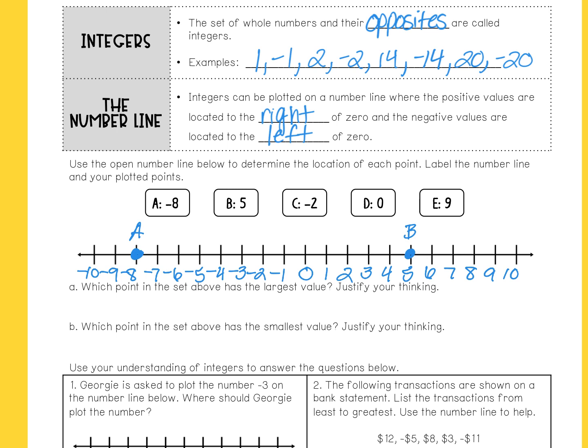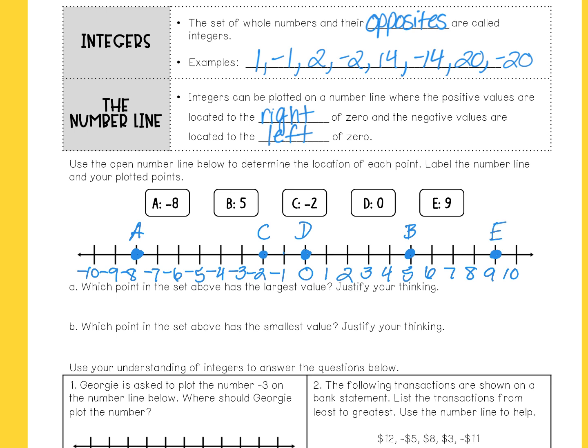For C, I have -2. All my negatives are on the left side of my number line. So I'm going to go ahead and put a dot right above -2. Label it C. Letter D is 0. That's always going to be the very center of my number line. And I'm going to put a D right above it. And then for letter E, I've got +9, which is on the right side of my number line. And I'm going to put an E right above it.